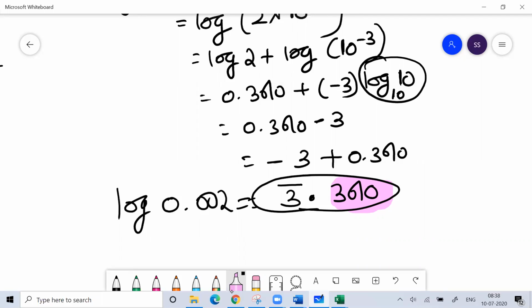So how to find the characteristic of those numbers which are less than 1? For that, count the number of zeros between the decimal point and the first non-zero digit. Count the number of zeros between the decimal and the first digit. Whatever number of zeros you get, on that do plus one.